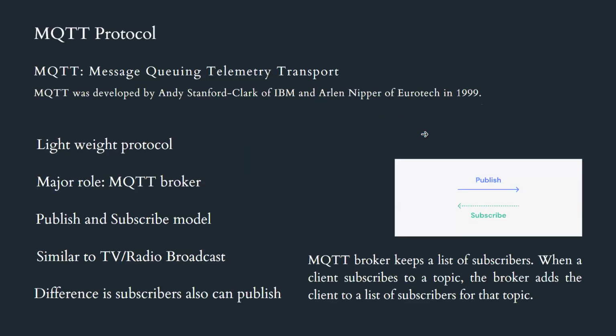So we will be talking about the application layer protocols now. The MQTT protocol is the first protocol that we are going to discuss under application layer protocols. MQTT stands for Message Queuing Telemetry Transport Protocol. It was developed by Andy Stanford Clark at IBM and Alan Nipper of Eurotech in 1999. This Message Queuing Telemetry Transport is a unique protocol for the IoT networks.